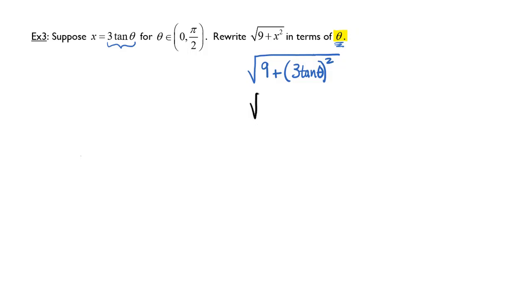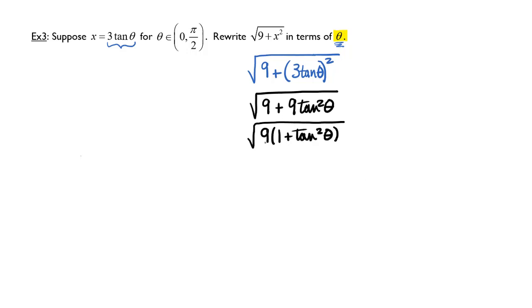At this point, we should probably check to see if we can simplify anything. And I have 9 plus 9 tangent squared theta, which means I could factor out inside the square root, don't take it out yet, I could factor out a 9. That would give me a 1 plus tangent squared theta. And that 9 is a perfect square, so I could pull it out as a 3. And now I have 1 plus tangent squared theta left inside.